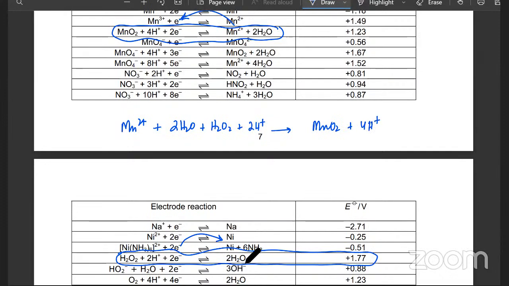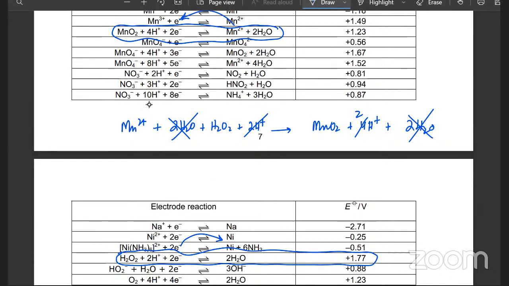And in the second one, the product is MnO2 plus 4H+. In the second one, the product is 2H2O. Now, if I start balancing this, the 2H2Os will get cancelled out. The 2H+ over here will get cancelled out, and you'll be left with just 2H+ on the other side. And that is exactly the reaction that you got.